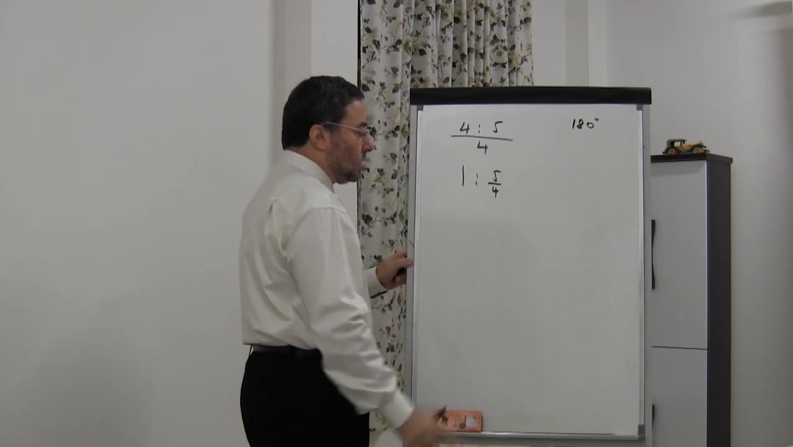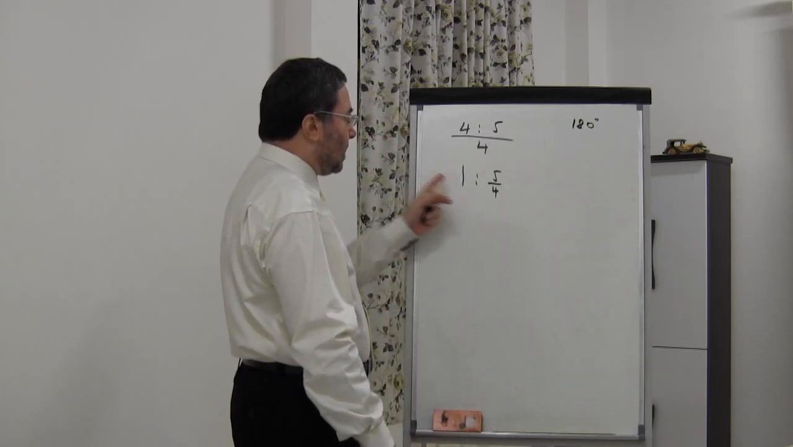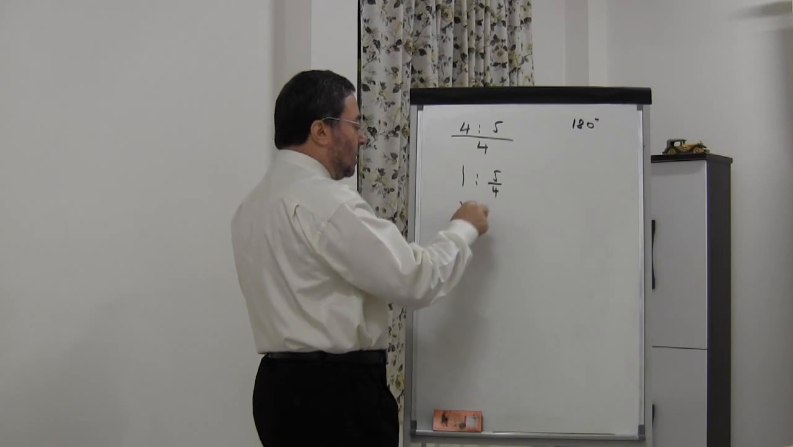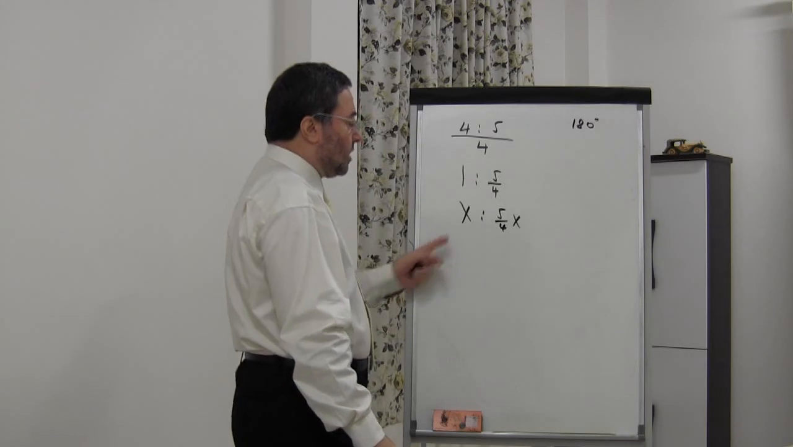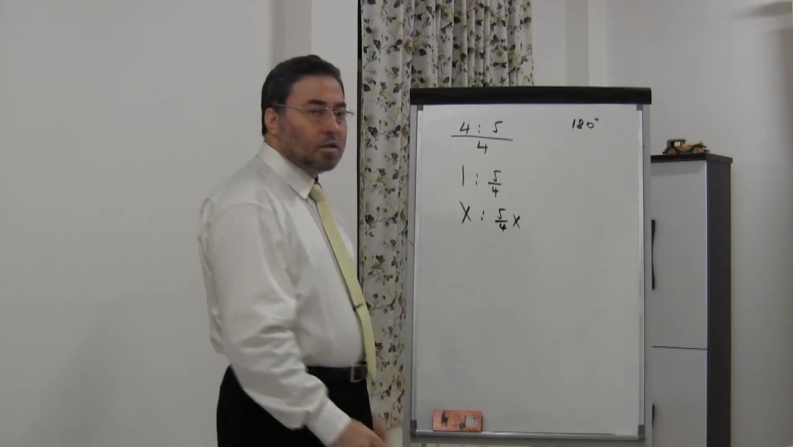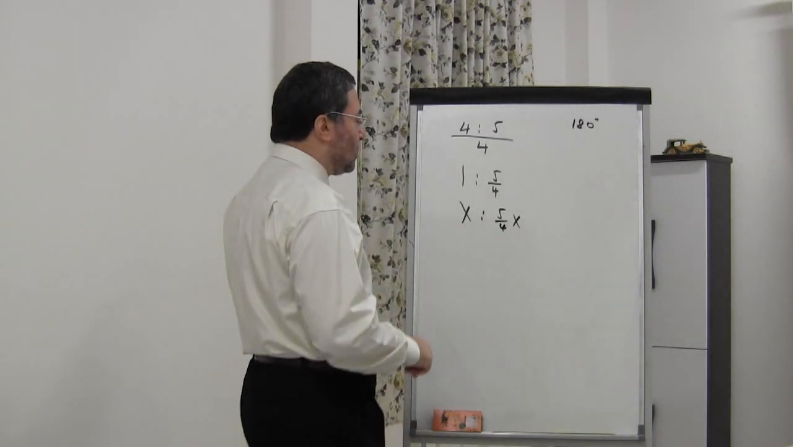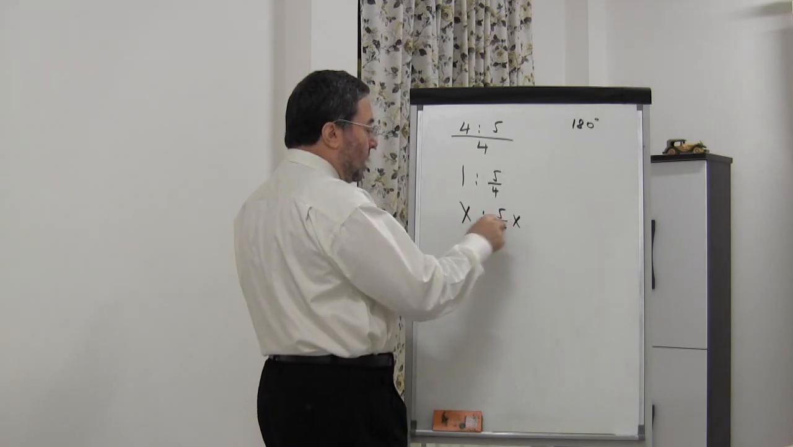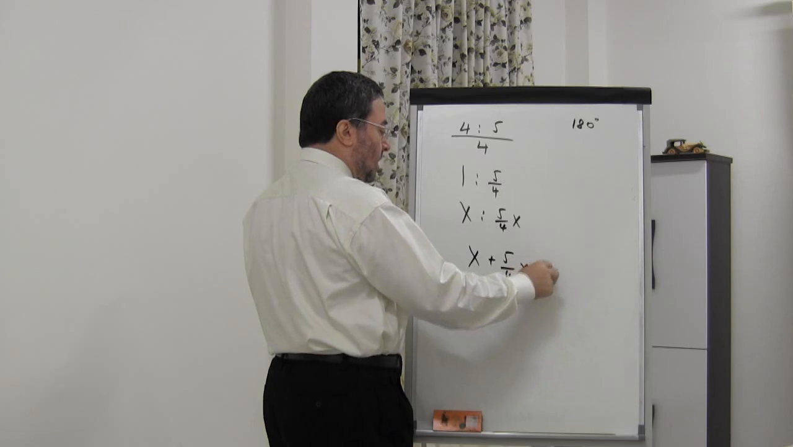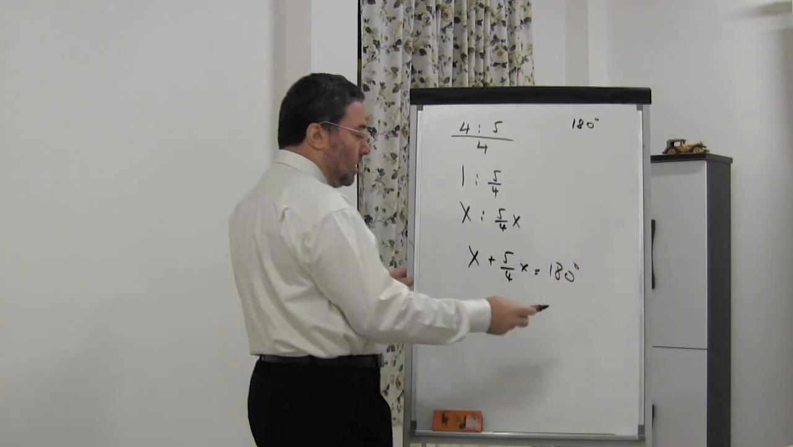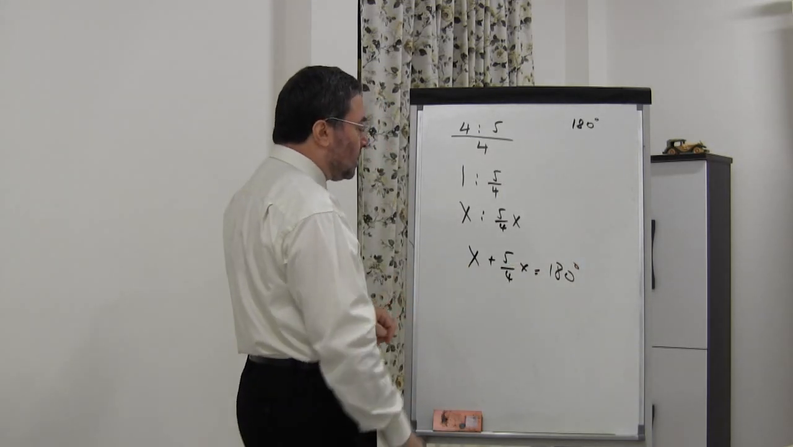So now, right away, if this is x, then the other one will be 5 over 4x. And you can see now that we have the same thing as we did in the previous example. So I add these two angles, and that gives me 180 degrees, and we solve like in the previous situation.